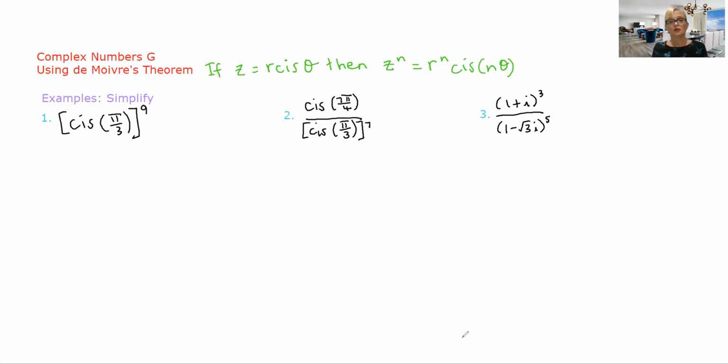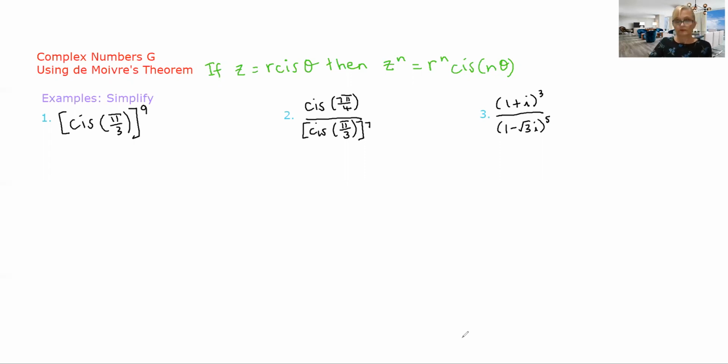Just reminding you that de Moivre's theorem says that if you have a complex number in polar form, so r cis theta, and you want to raise that complex number to the power n, then you have your r to the n, which is obvious because that's just an index law, but then that cis of theta raised to the n is just cis of n theta, which is kind of cool. Let's have a look at some examples.